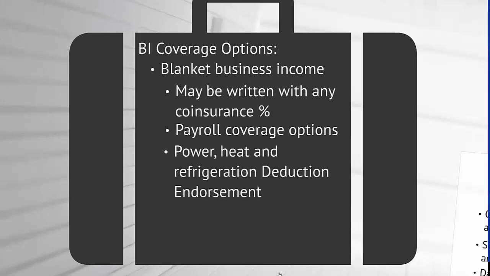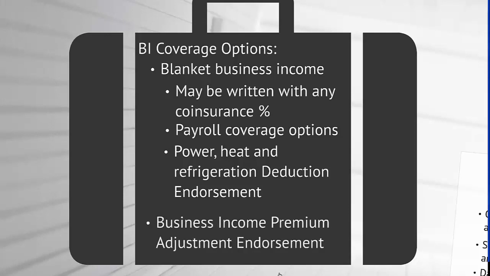There's also an option for a power, heat, and refrigeration deduction endorsement, only available for manufacturing and mining firms. This is because for these types of firms, energy expenses often do not continue under contract when they have a business interruption, and so the amount of business income coverage that the insured needs is much less than what they need to meet the coinsurance requirement. The power, heat, and refrigeration deduction endorsement allows them to carry less coverage.